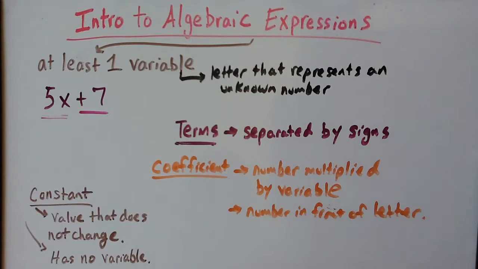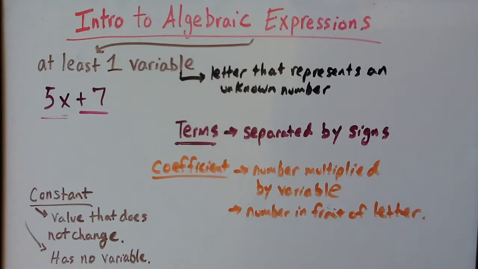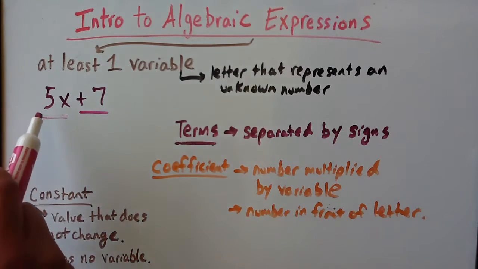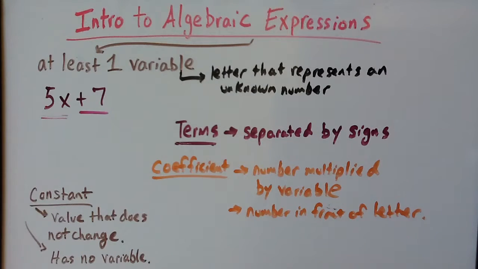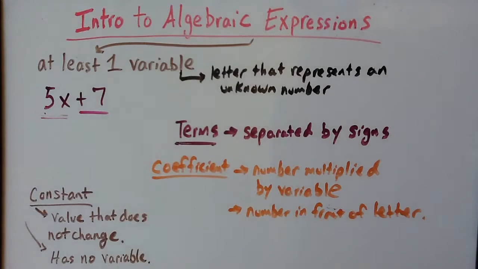The coefficient is the number multiplied by the variable. Okay, so in this expression, x, of course, is our variable. It's the letter to represent the unknown number. What number is being multiplied by that variable? Well, it's the number in front of the letter, right? 5 is the coefficient. 5 here is being multiplied by x. In algebra, you don't need to write an x for the multiplication symbol or even a dot. If you have a number next to a letter, that's understood to be multiplication. Okay, so the coefficient is 5, that's multiplied by the variable.